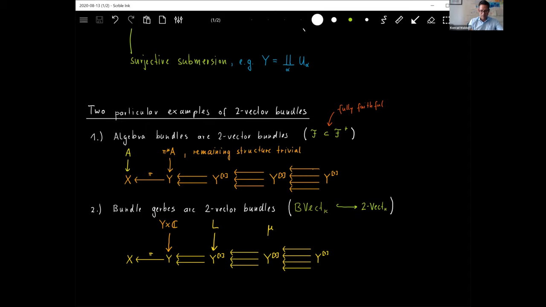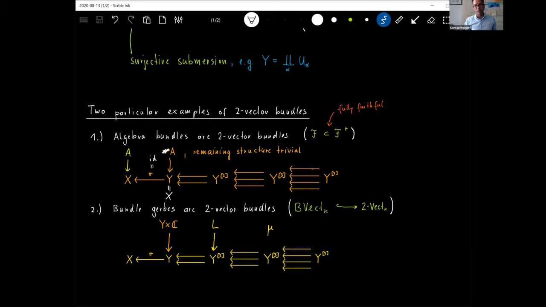Looking at the details, it's as follows. We have this given algebra bundle over X, and as the submersion, we choose the identity. I forgot to write this: we choose Y to be X and pi to be the identity. So over Y, we can just put A, and then the remaining structure is trivial because these fiber products are all X again. There is nothing to put. So every algebra bundle is a 2-vector bundle.